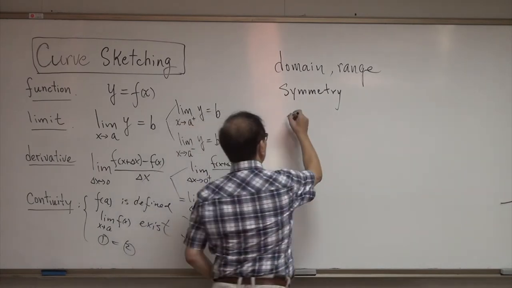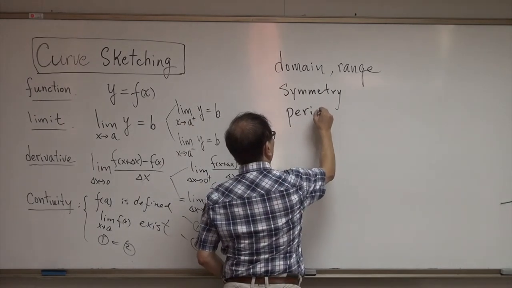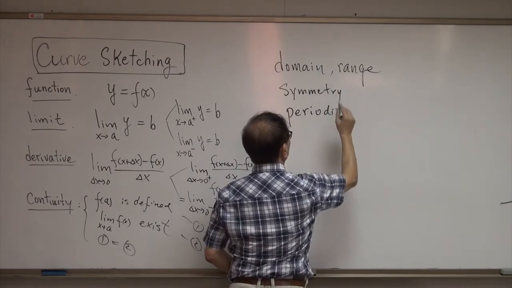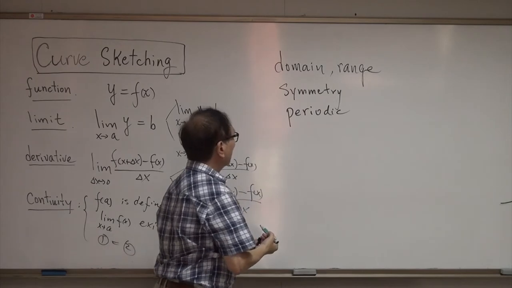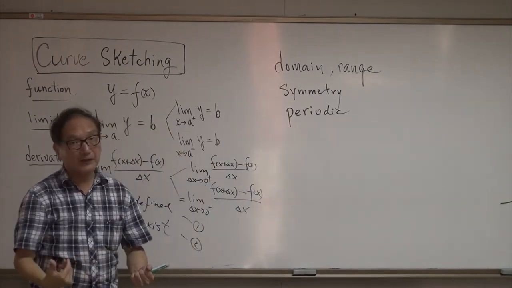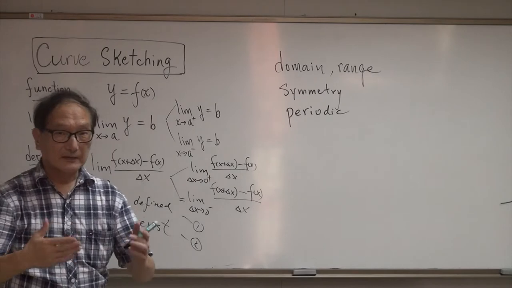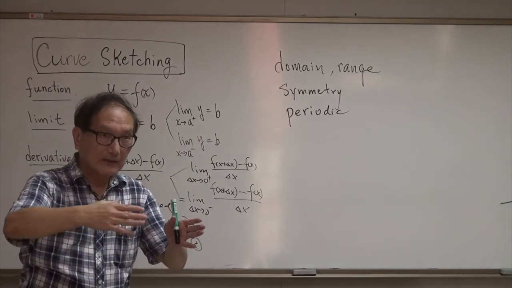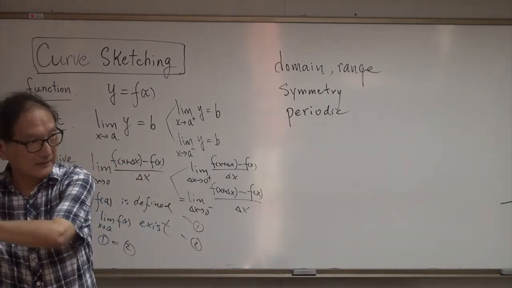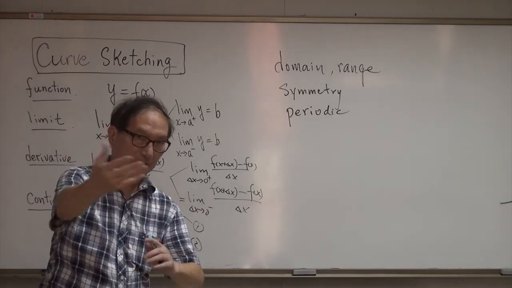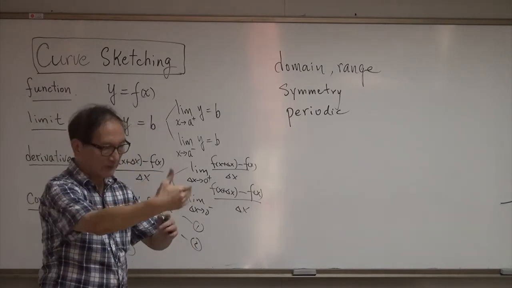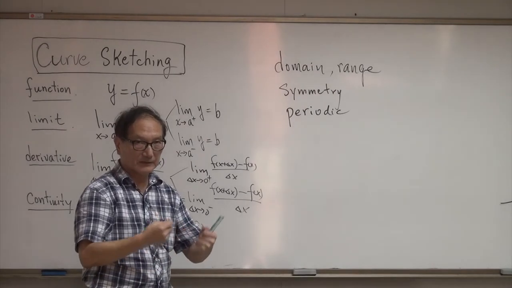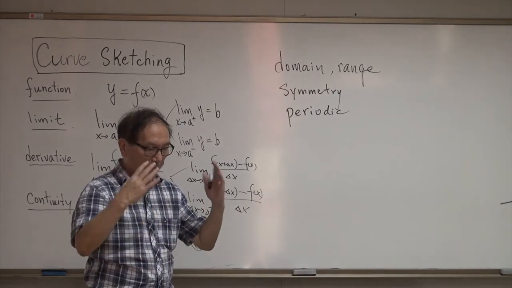And then the function could be periodic, right? If the function is a periodic function, for example, the sine or cosine function, then you just sketch one period, and by repeating, you get as many periods as you want in the domain. So by knowing this, you can know the picture before you sketch.